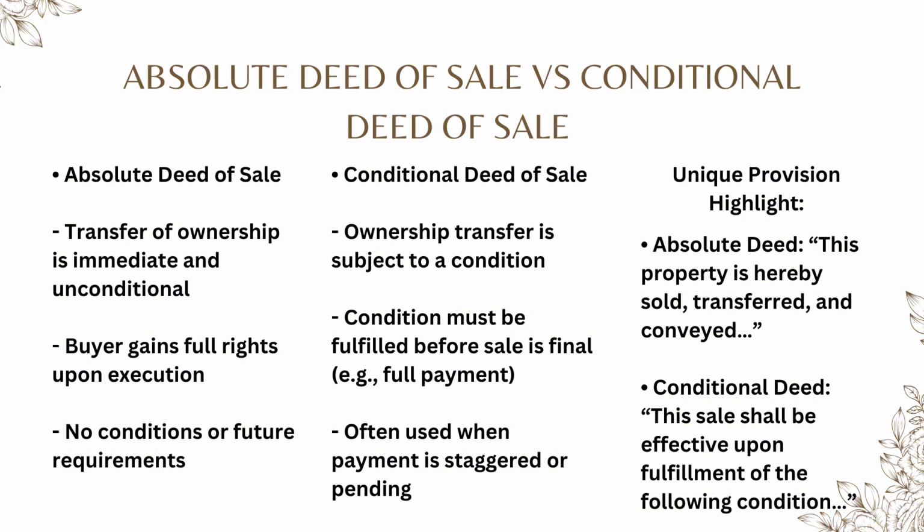A conditional deed of sale, on the other hand, delays the transfer of ownership until a certain condition is fulfilled, commonly the full payment of the purchase price. This contract protects the seller until the buyer completes their obligation. In the wording of the contracts, this difference is obvious. Absolute deeds use language like "sold and conveyed," while conditional ones say "shall be effective upon fulfillment."